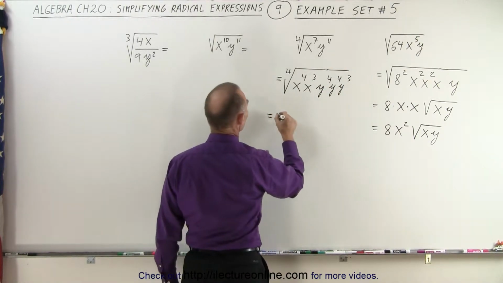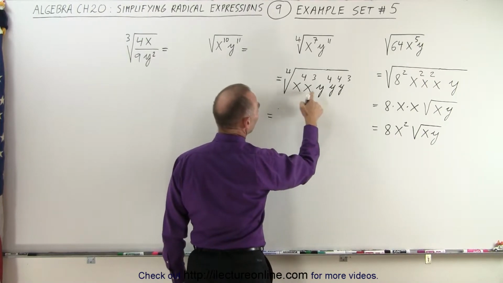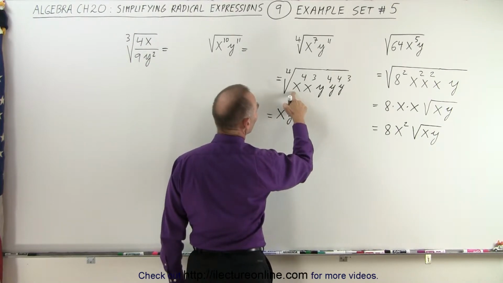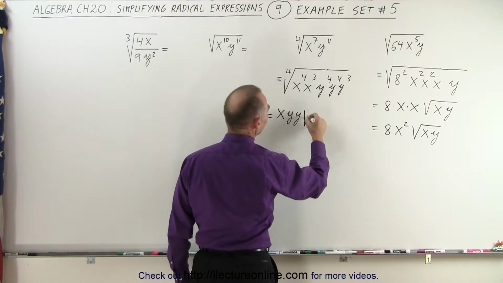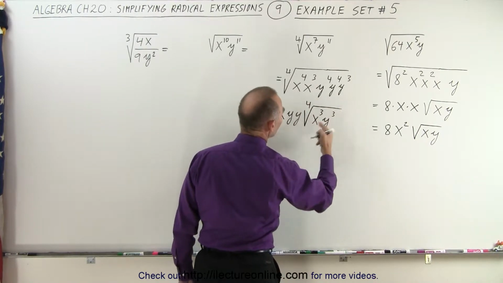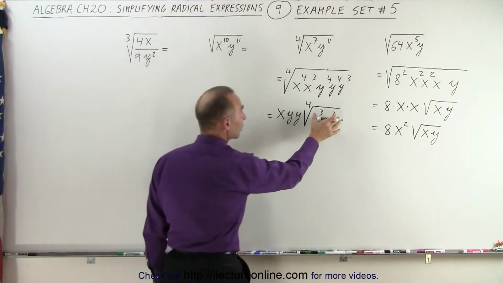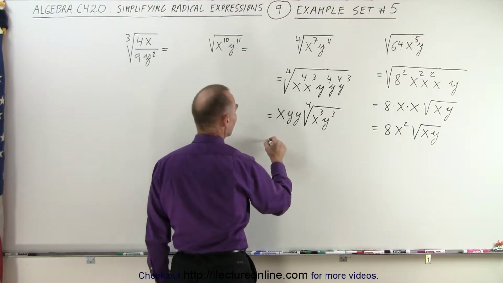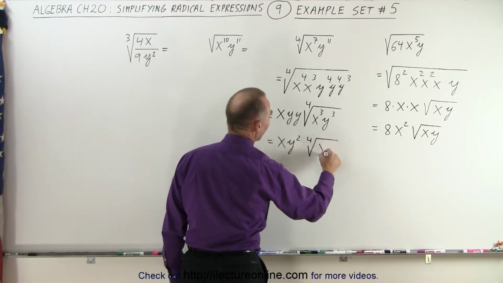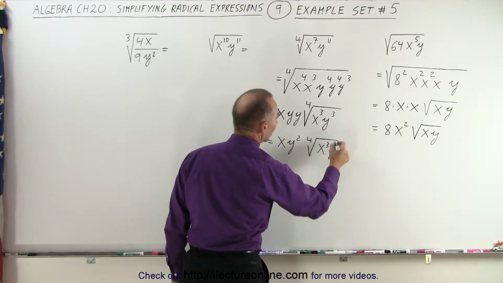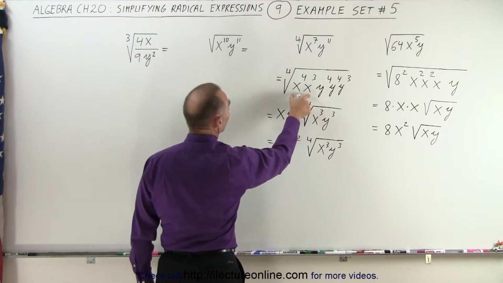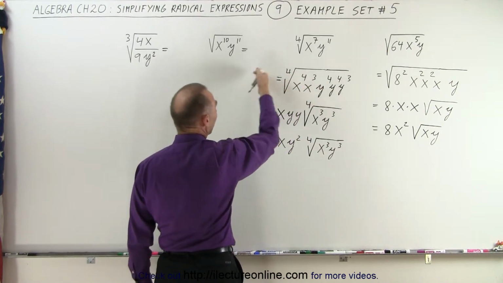Now, this can be simplified as we take this x out and those two y's, so this becomes x times y squared, take that out, and we have left the fourth root of x cubed and y cubed, and those cannot be taken out because the power here is smaller than the root. Then combining those, this is x y squared times the fourth root of x cubed times y cubed. So that's kind of the strategy. You look for those powers that you can then reduce by taking the square root or the fourth root out.